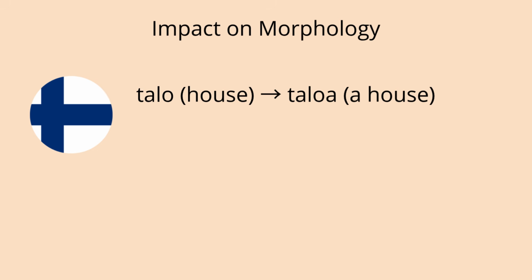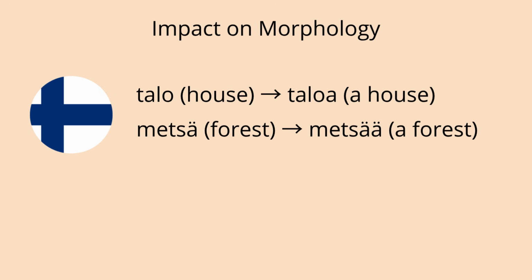Talo, house, becomes taloa, a house. Metsä, forest, becomes metsää, a forest. Maa, land, becomes maata, a land, with a combination of T and A to make the link, because maa-a would sound a bit weird. This is an excellent example of the interface between phonology and morphology. Phonology determines the form the morpheme will take.